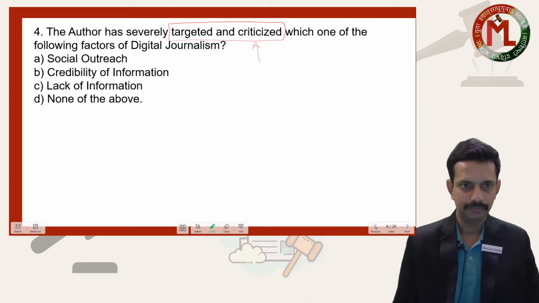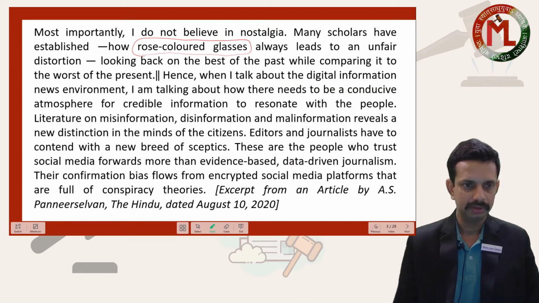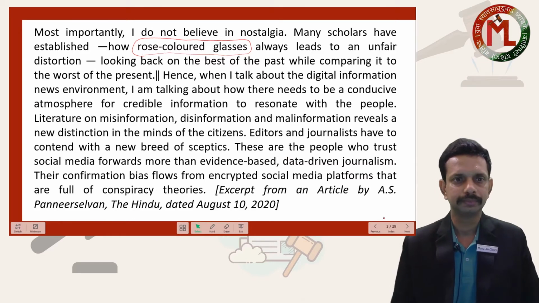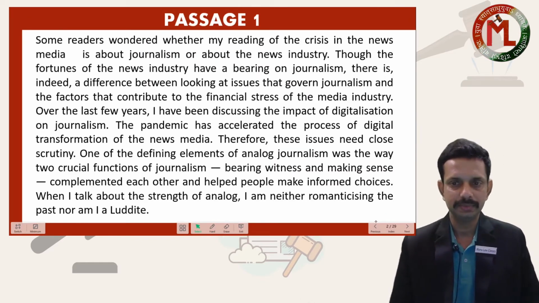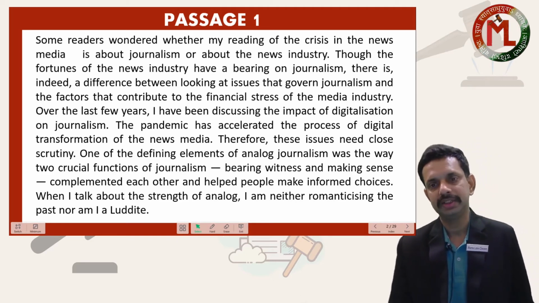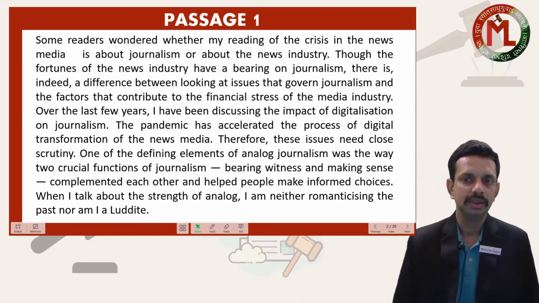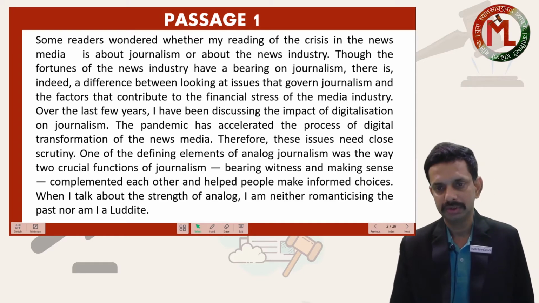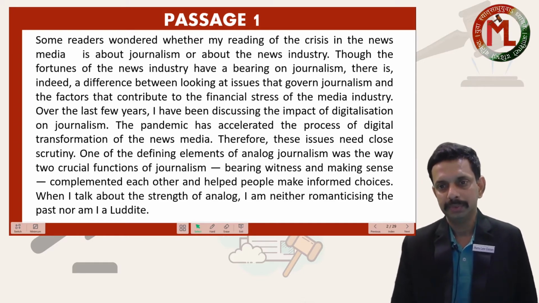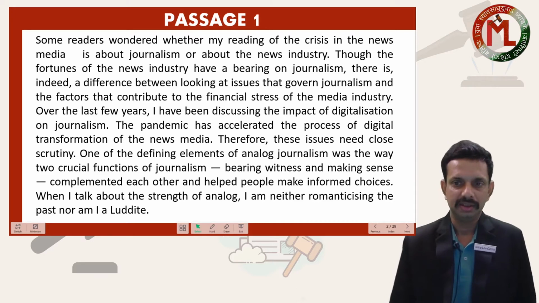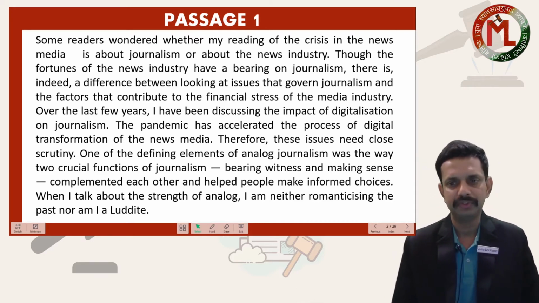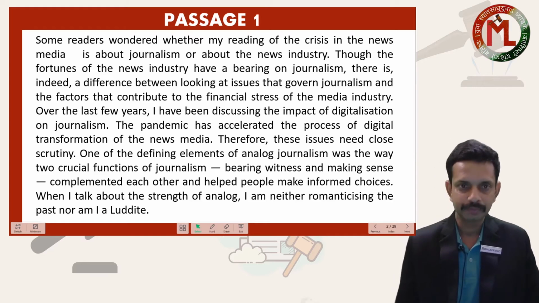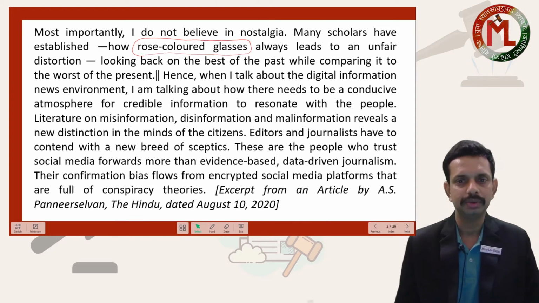Now, the first one is about journalism, a very important issue, and how social media is affecting our thoughts and giving false information. Sometimes people are affected by the information given by social media. So it is taken from the Hindu.